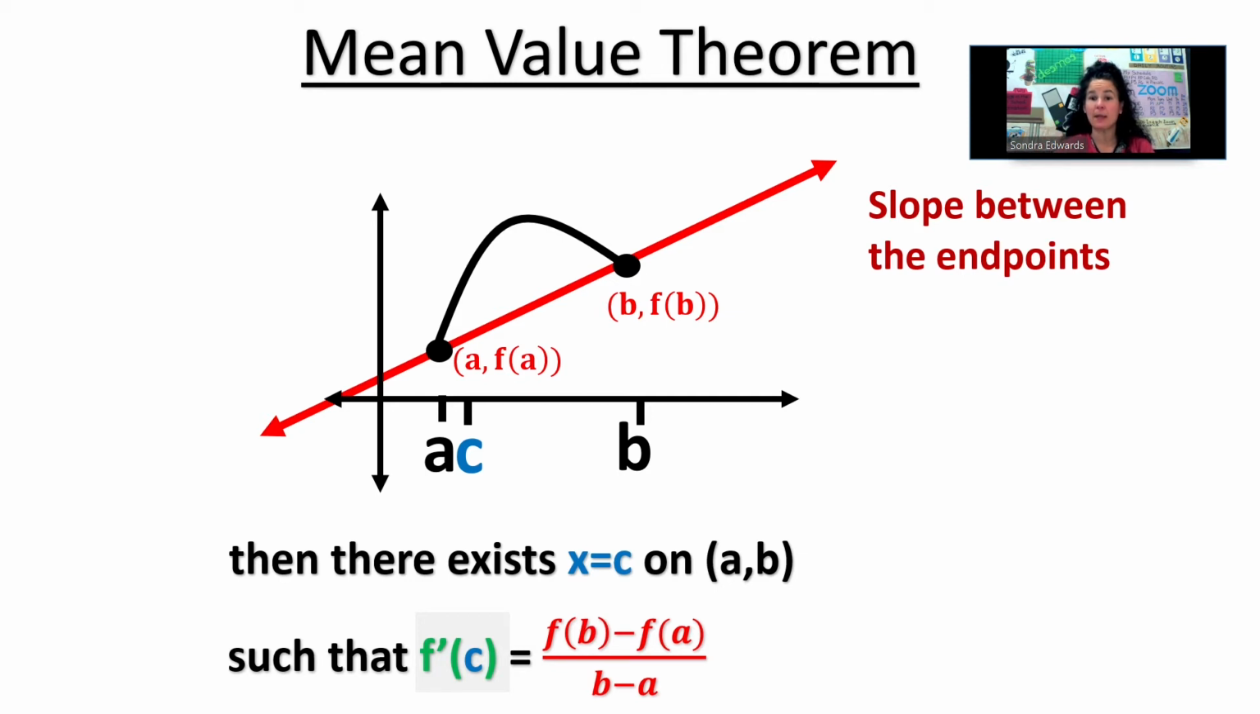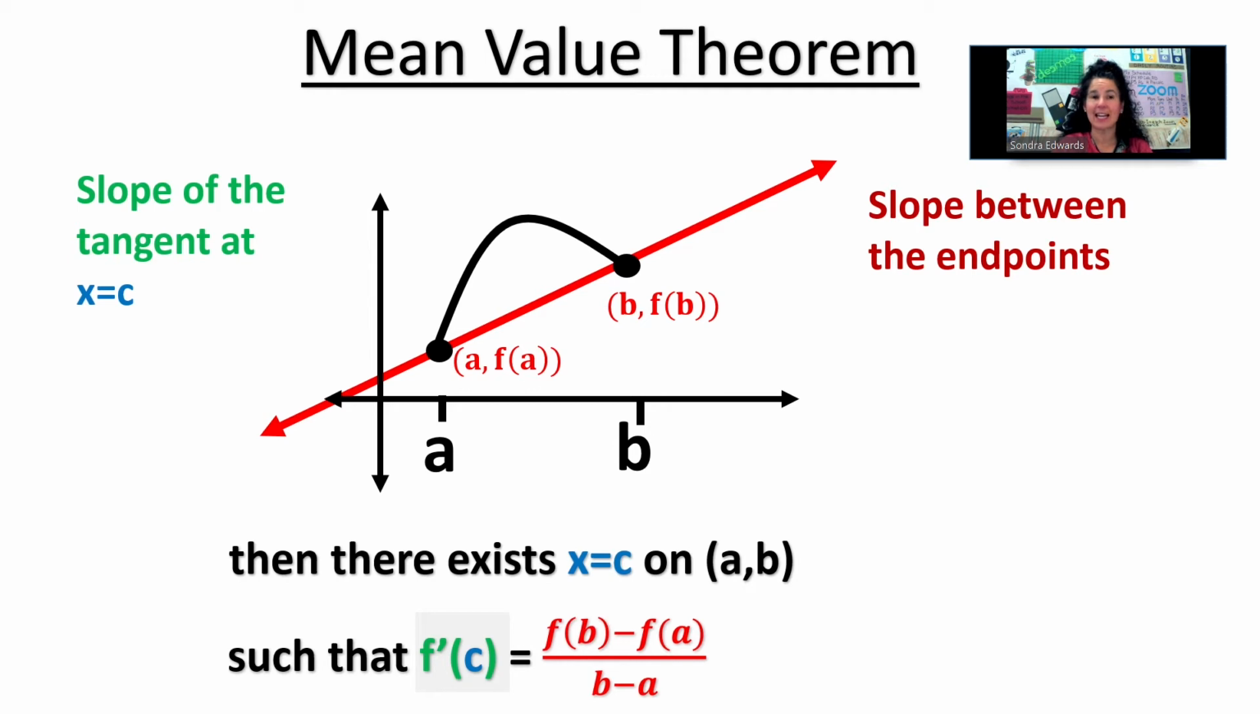F prime of c means we go up there and we find the slope of the tangent to the function, right? The derivative means slope of the tangent. Now you can see in this picture right now, the slope of this green line is not the slope of the red line. But in general, f prime of c means the slope of the tangent to the curve. So somewhere between this endpoint and this endpoint, the slope of this green line is going to be the slope of the red line. That is what the mean value theorem is guaranteeing.